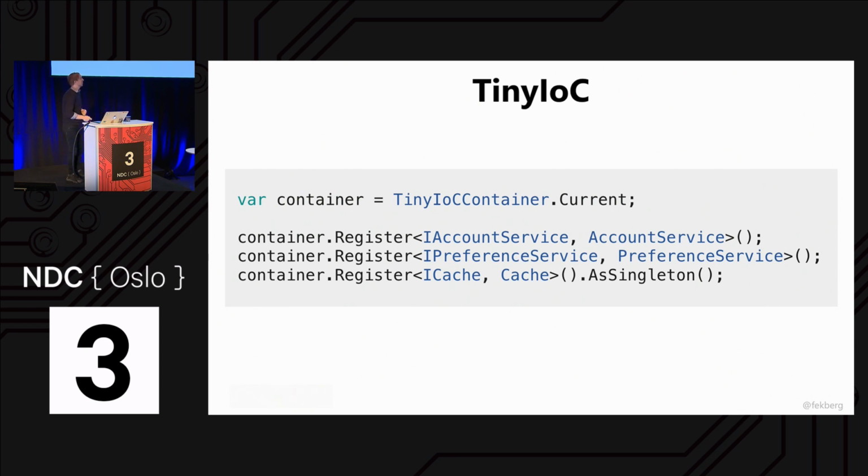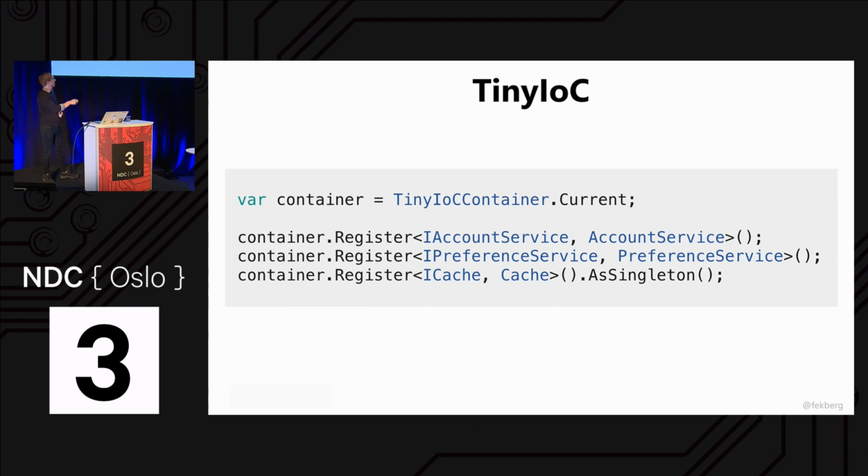So what's pretty cool here is that I can say, well, I have an account service that implements the interface IAccountService, and then I have an IPreferenceService, which is implemented by PreferenceService, and then the cache as well, right? And the cache here is marked as a singleton, which means that you'll always just get one instance. So I can configure this a bit to suit my needs.